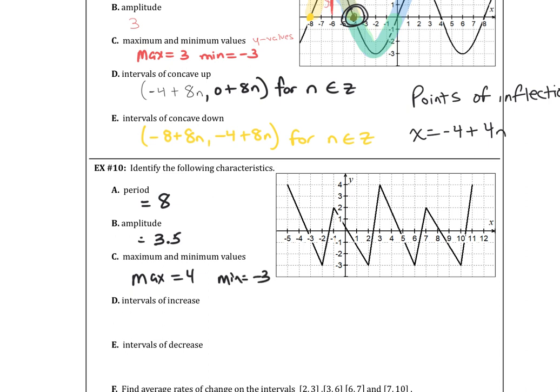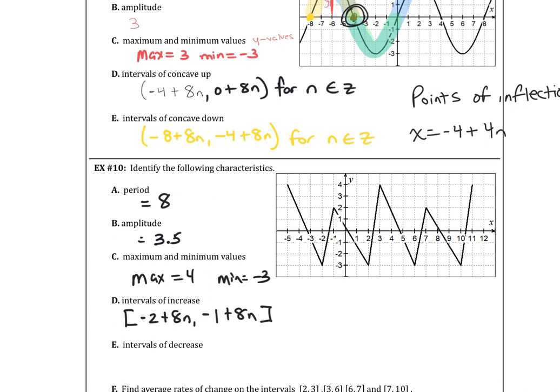So now we're doing intervals of increase and decrease. So we've got to use brackets. Now, again, the first spot that I start to see an increase is at x equals -2. So we're going to start with -2 plus, again, the period is 8, so it's 8n. But then it stops at -1 plus 8n, and we close that bracket off.